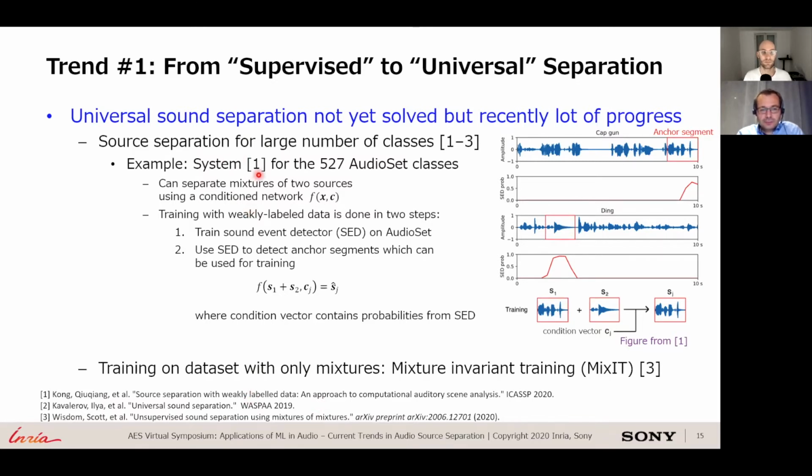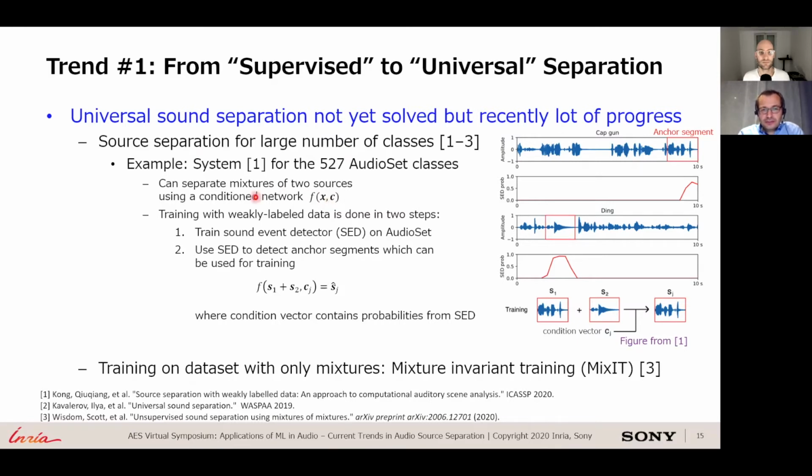System 1 is capable of dealing with 527 AudioSet classes, and it does this by using a conditioned network f(x, c). So f denotes a network, and it gets a mixture x and a one-hot encoding of the class that we want to separate. Basically, we can separate out one sound source from the mixture.